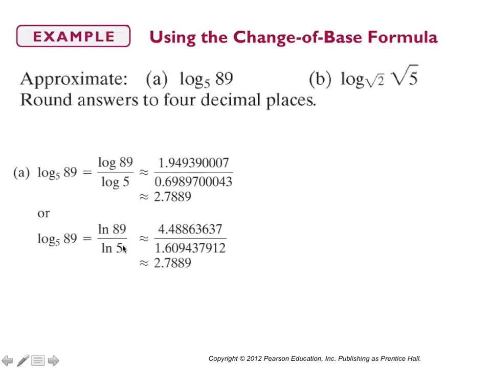You cannot mix and match these, okay? You either have to use log for both or ln for both. You will not get the correct solution if you mix and match. But either way that you do that, you should get somewhere around 2.8. And what that's saying is that 5 raised to the 2.8 power is going to be somewhere around 89.